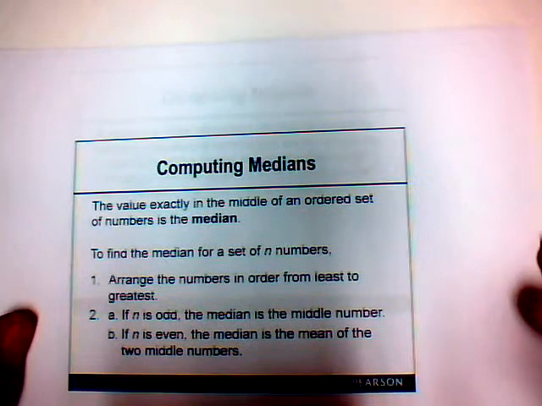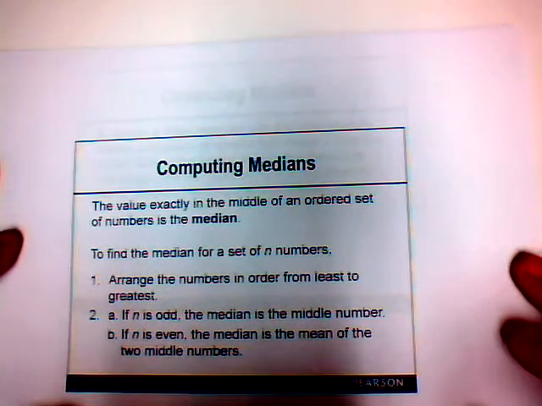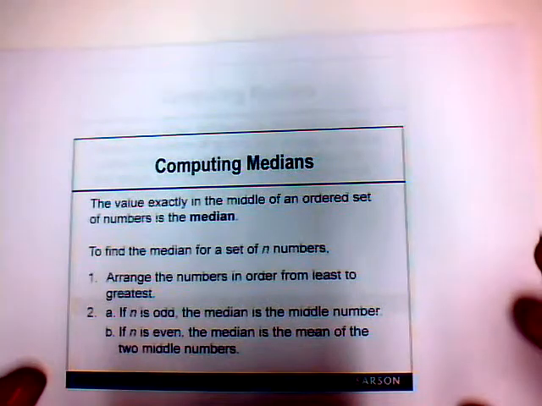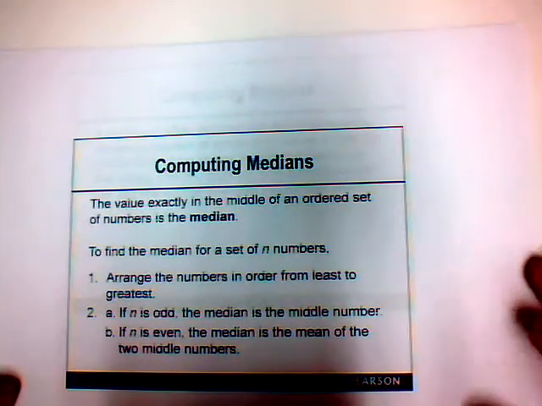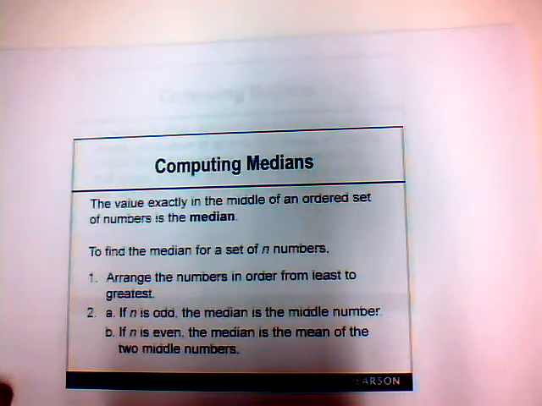Okay, the value exactly in the middle of an ordered set of numbers is called the median. So this is the other type of central tendency. To find the median for a set of numbers, you're going to arrange the numbers in order from least to greatest.